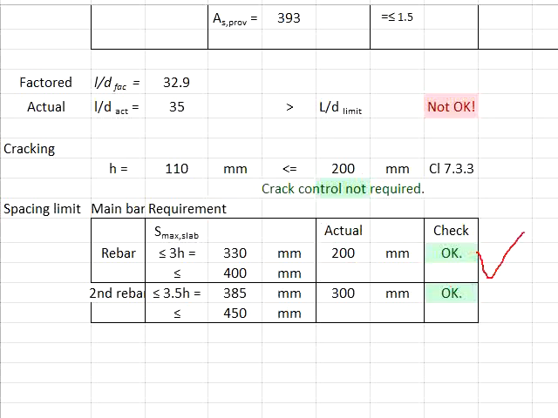The spacing is acceptable. As for the secondary reinforcement bar, the requirement is 3.5 times the h as well as a maximum of 450 mm. 3.5h equals 385 mm as compared to the actual spacing provided of 300 mm, so the spacing passes.